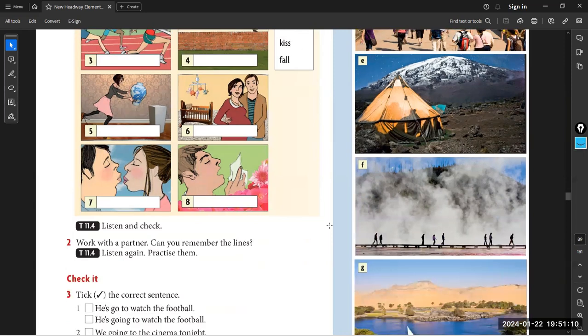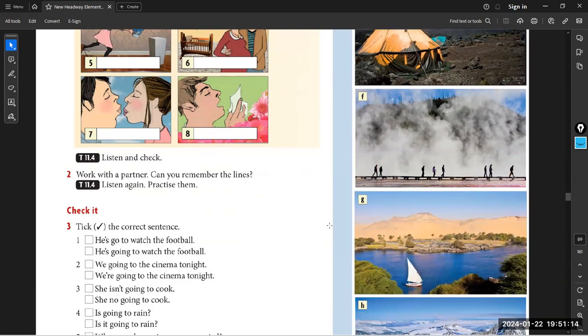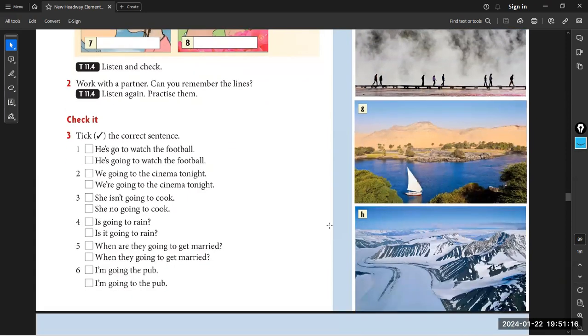So this is it. God bless you. So this is going to, you can use it if you want to talk about any action. This action is going to happen right now. And you can use the present continuous, absolutely. Now, the exercise about a check in. Absolutely, this exercise is talking about choosing the correct sentence. So we have to tick the sentence that is correct.